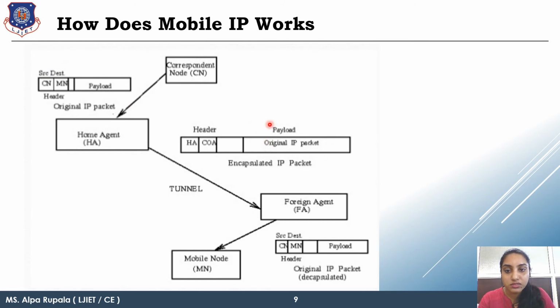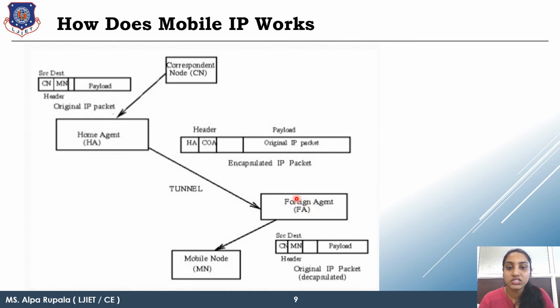Now on this payload, again header information will be added, that is home address and care of address. Now this header has the sender as home address and the receiver as care of address. So according to it, the foreign agent will receive this particular packet.